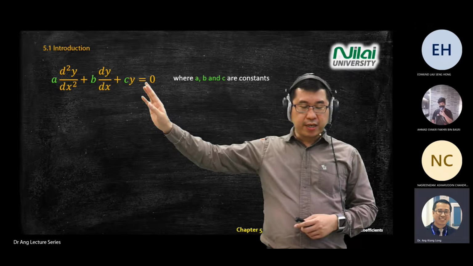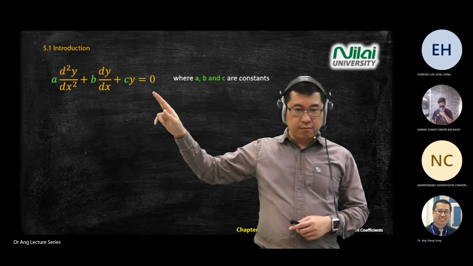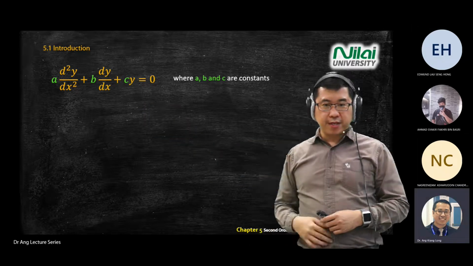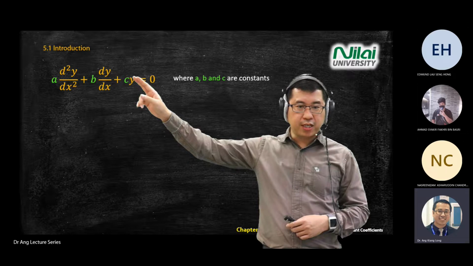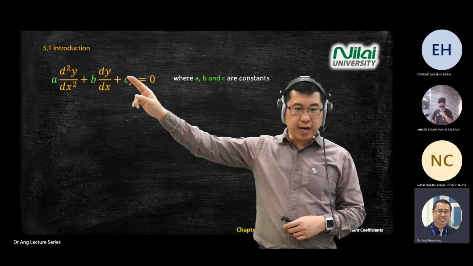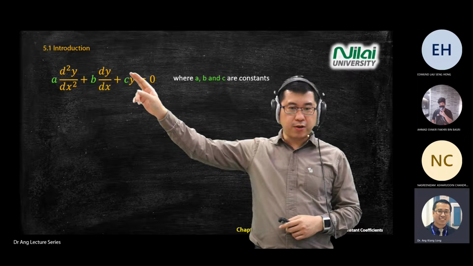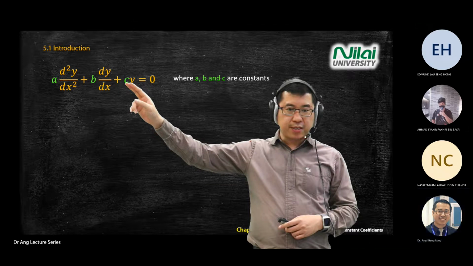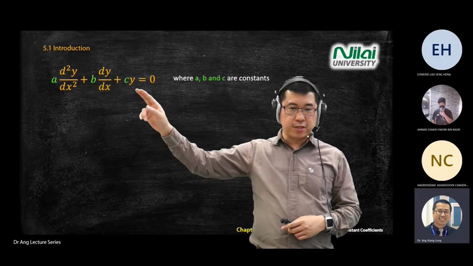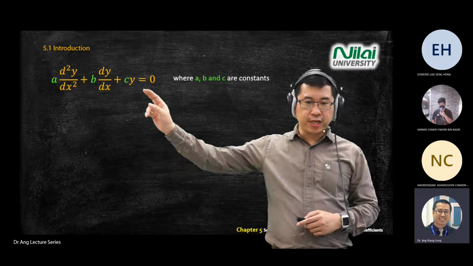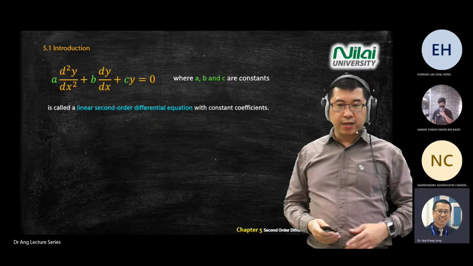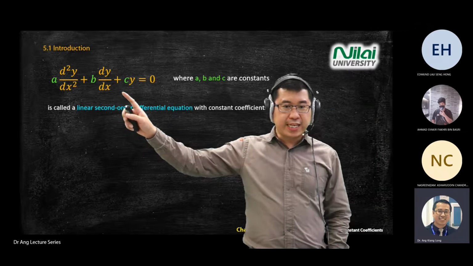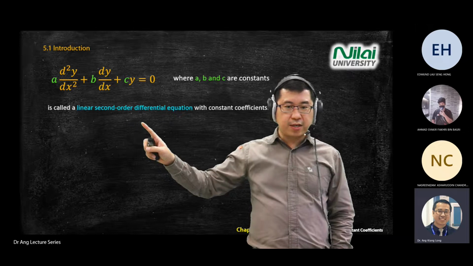Now, when you see an equation like what you see over here, a, b, and c are constants, and you have the second order differential d square y over dx square, plus b dy dx plus cy equals 0. If you have the equation equals 0, it falls under the homogeneous category. In this case, we call it a linear second order differential equation.